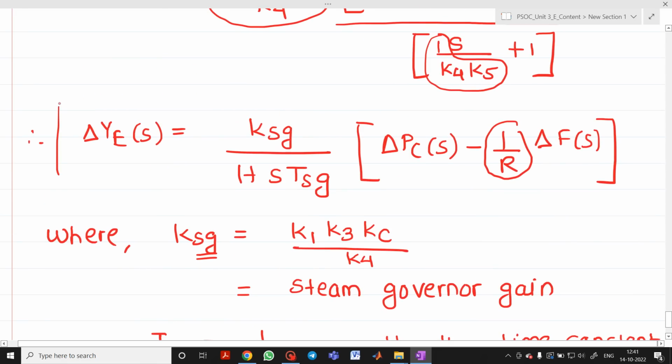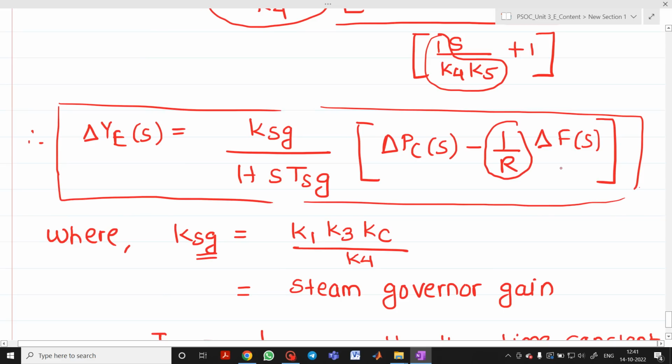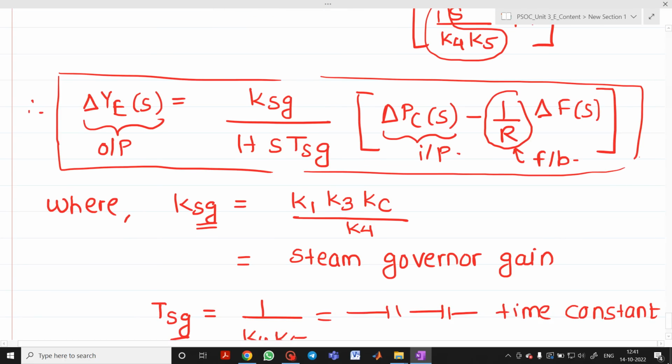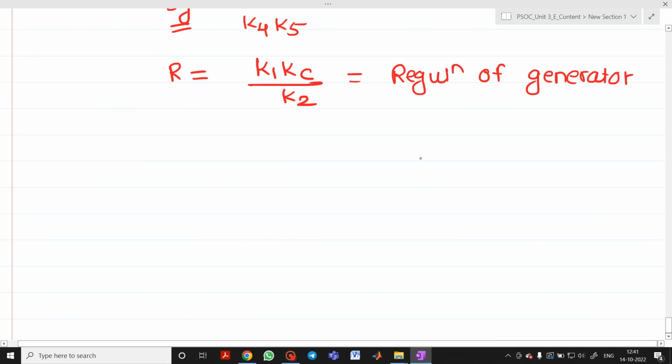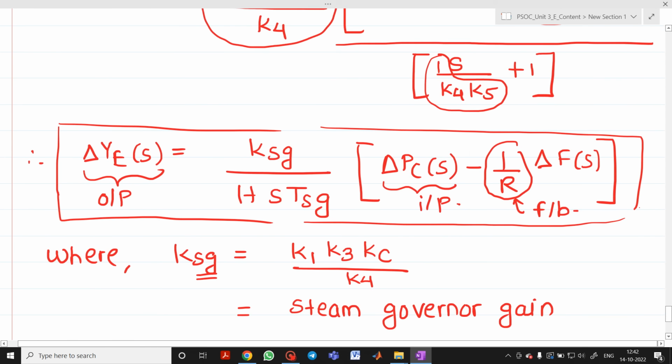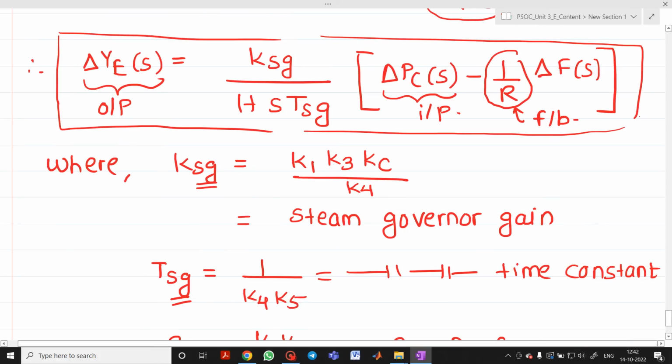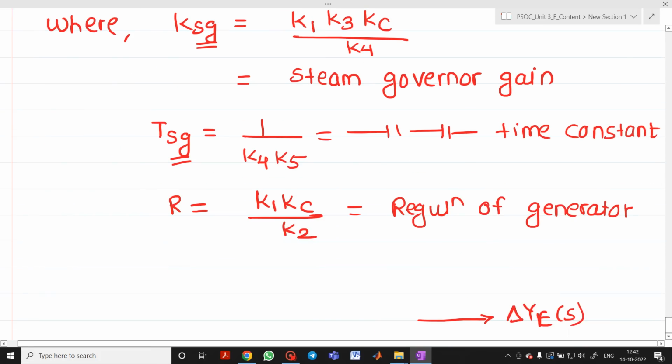Please now refer to this equation that we have drawn, and from this, are we able to draw a block diagram? Yes, we can draw it. This will be your output, this will be your input, and this 1 by R is nothing but a feedback. So how can I draw it? First, what is your output? Output is nothing but delta YE of S. Which one is the input as far as this equation is concerned? Delta PC of S. Before that there will be a gain, KSG upon 1 plus S into TSG.